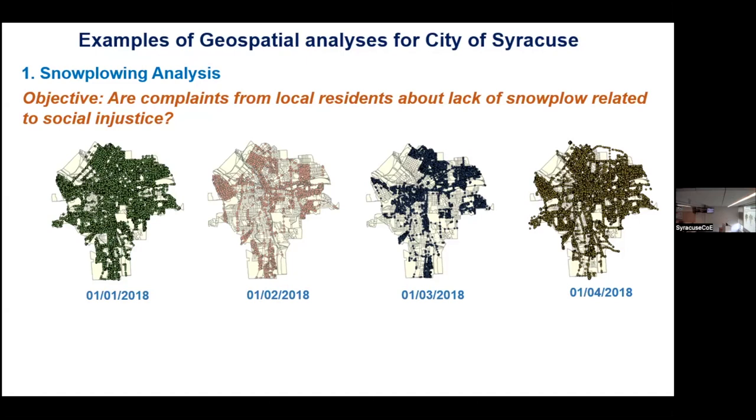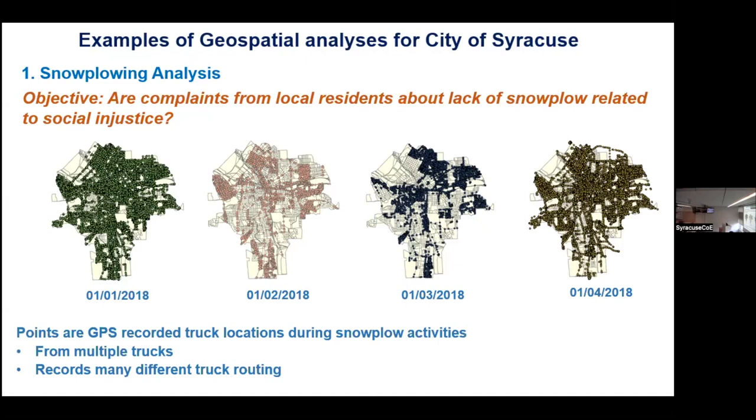So I got the data. This is open access data, the snowplow data for four events. Each point you see here is essentially a GPS point. When the truck lowers its plow, the GPS takes a measurement. Just imagine that each of these points represents locations recorded by more than 10 trucks, maybe 20 trucks. This is the original data I collected.